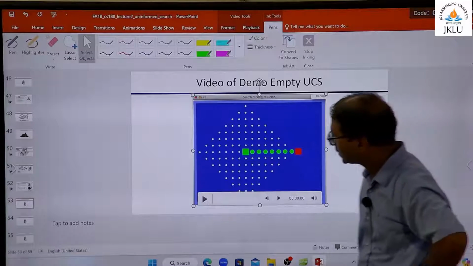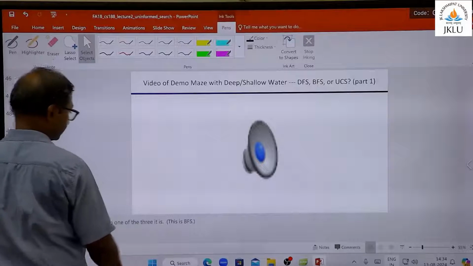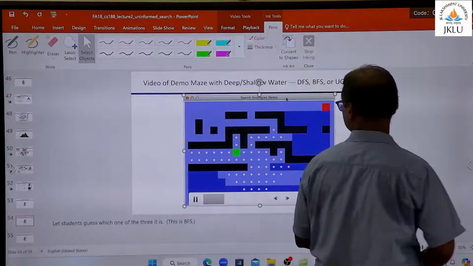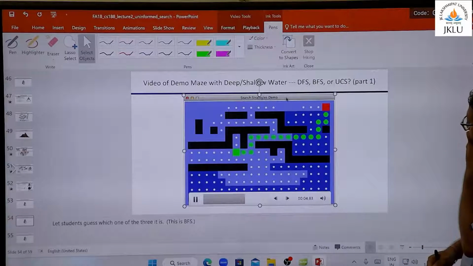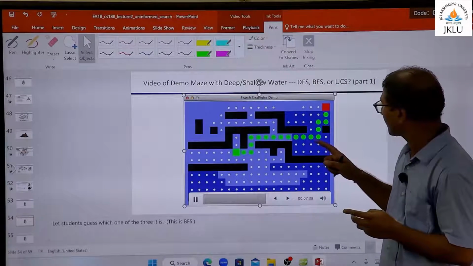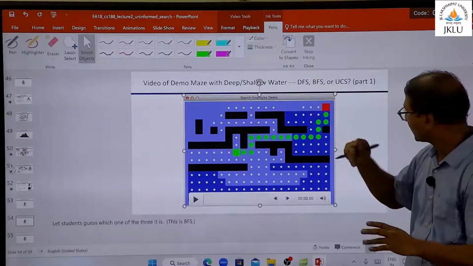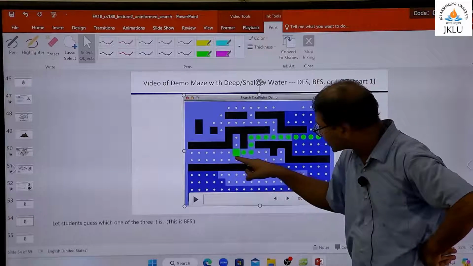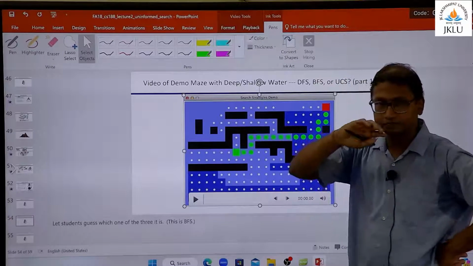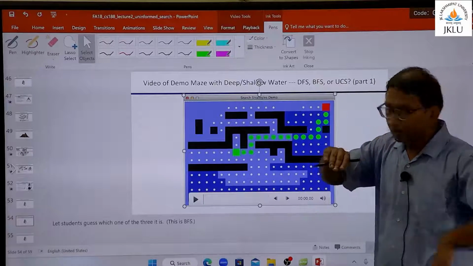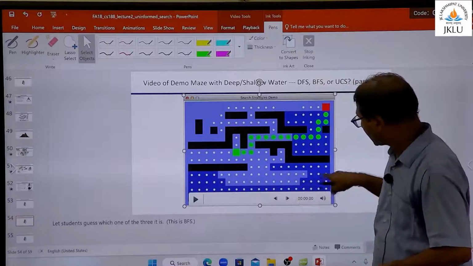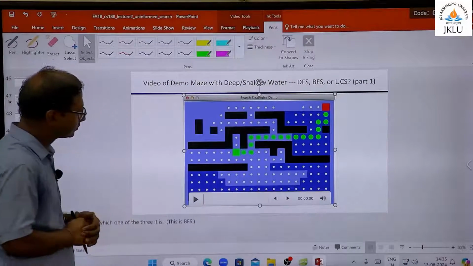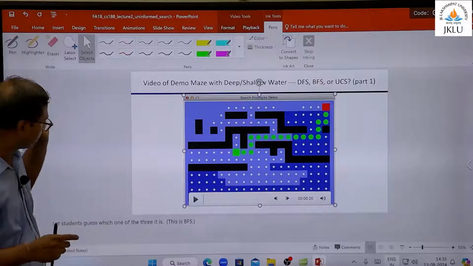Okay. पहले तो कलर्स वगैरह को समझो एक बार. You start from here. What might this light blue mean? Low cost, right? And what about this dark blue? Higher cost. Okay. So what is this doing? Shall I do it again?